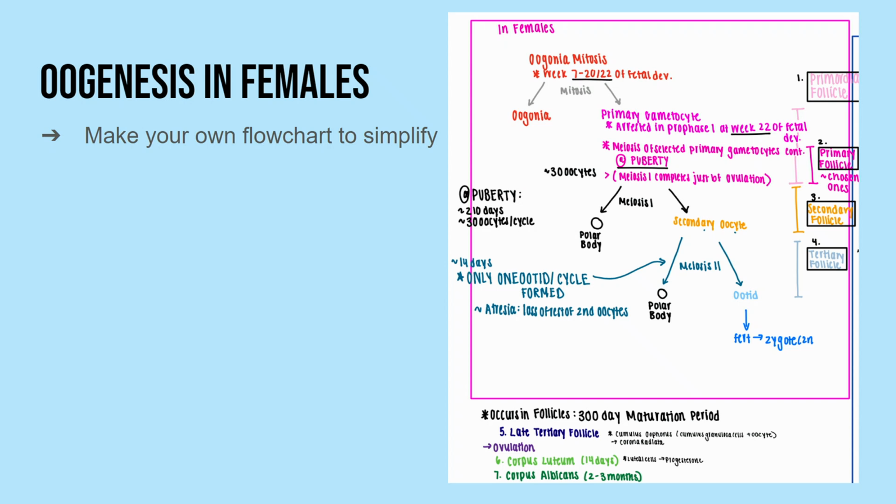Then this goes through meiosis 2 to form one ootid and another polar body. Then there's some maturation stuff. I don't have it on my diagram.